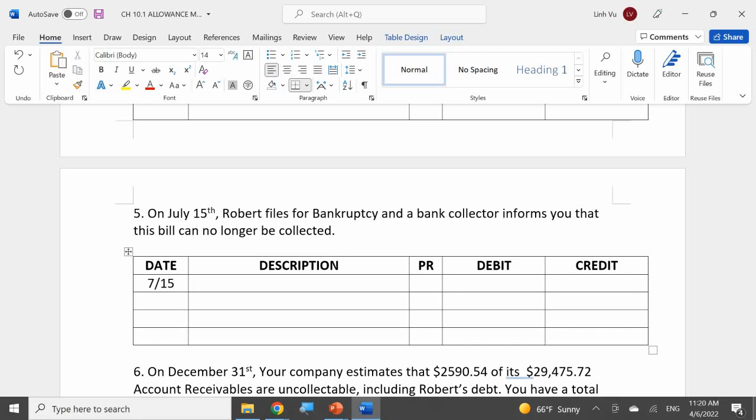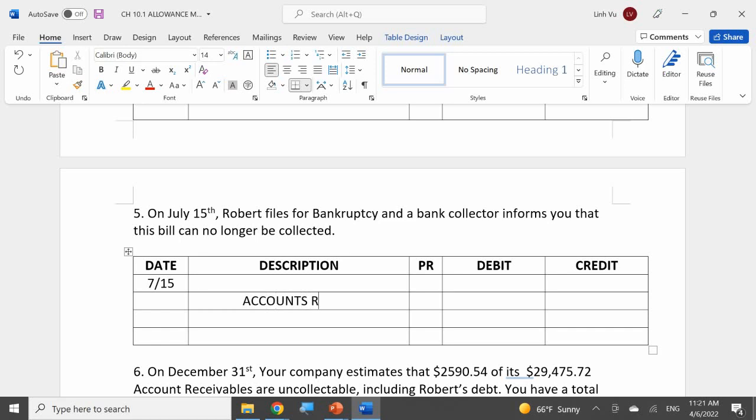We need to freeze his account. You need to refreeze his account again. How do you do it? Same as what we did, like inactive. How do you do that? What accounts do I need to use? Account receivable. And what else?